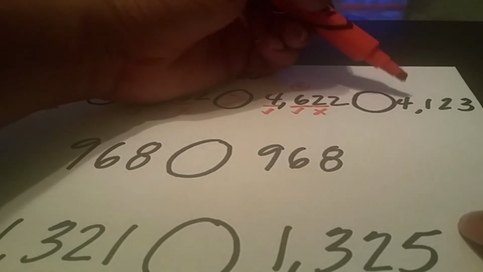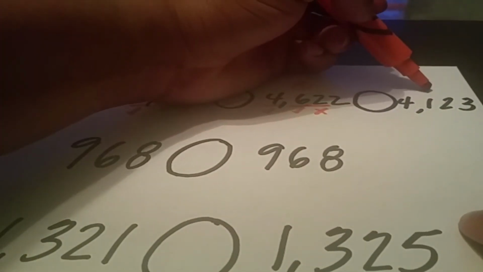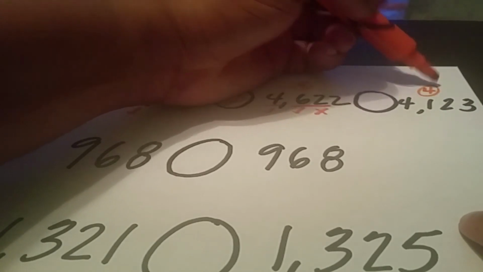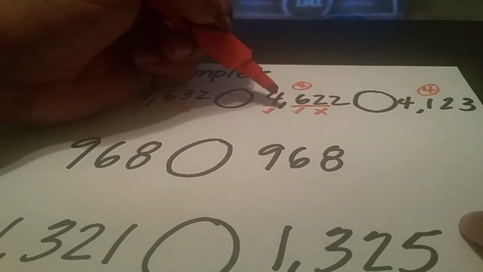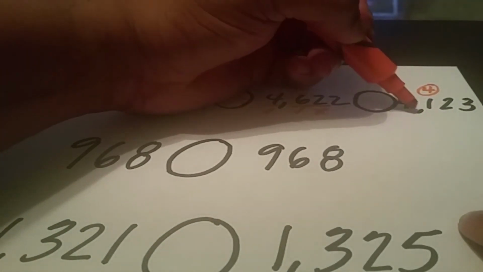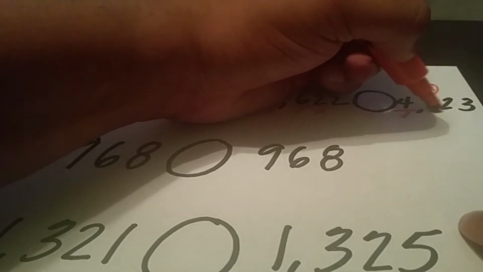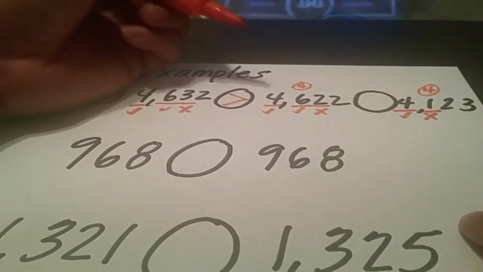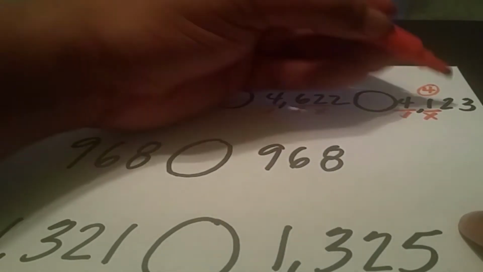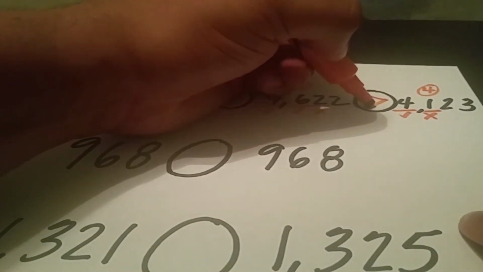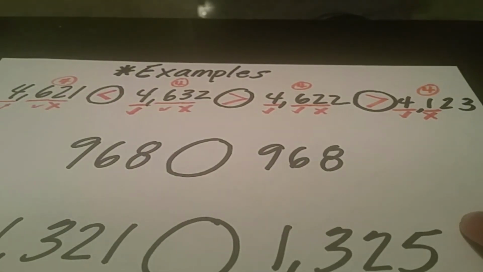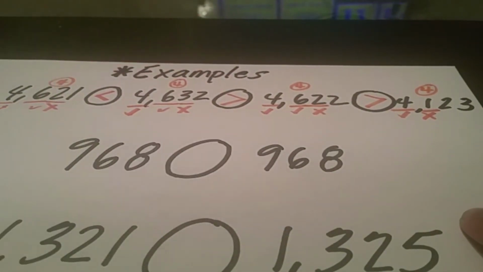I do the same method going here. 1, 2, 3, 4. Count my digits. Now I compare place values. There's a 4 here, 4 there. They check off. There's a 6 here, but a 1 here. So there's my difference. 6 is greater than 1. And you're done. Now you have compared all those numbers.